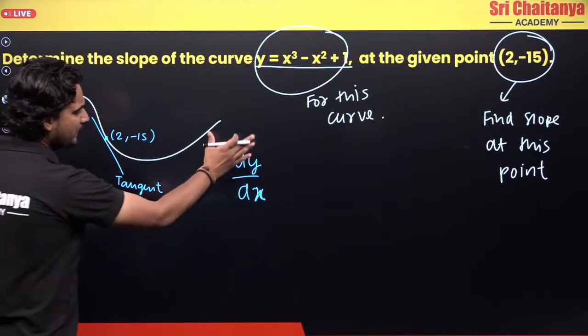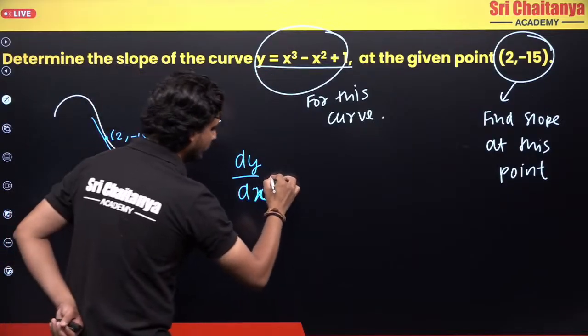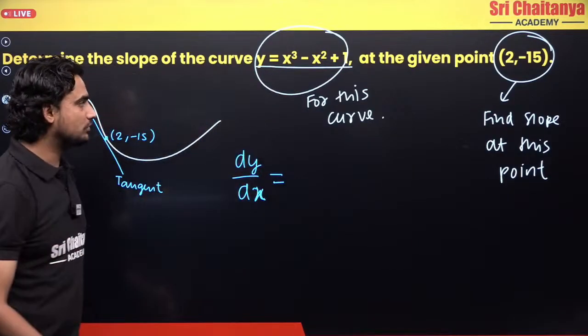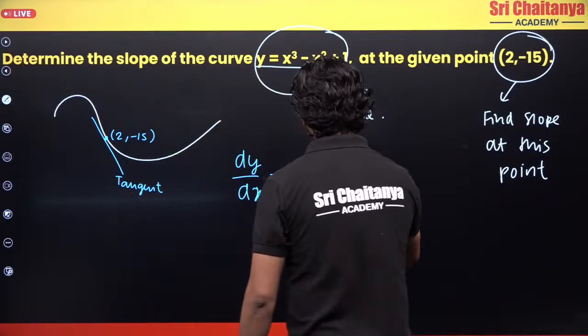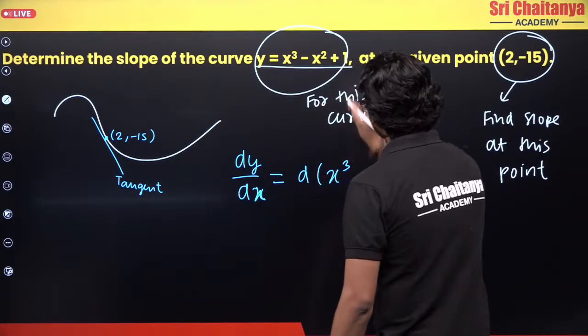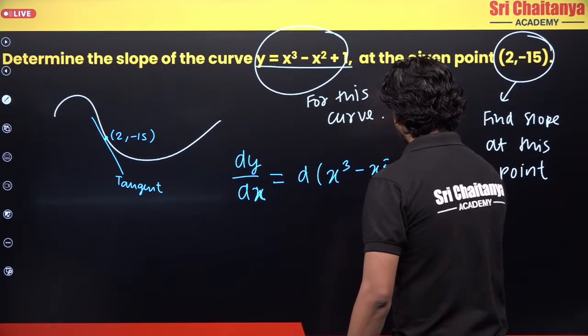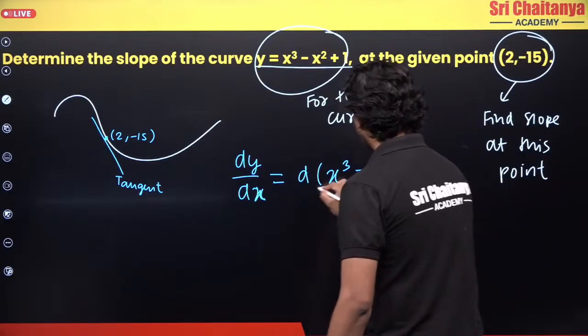So we are trying to find the slope at this particular point, and the meaning of slope is differentiation. So let's differentiate. What do I have? I can say differentiation of, what is the curve? x cube minus x square plus 1, upon dx.